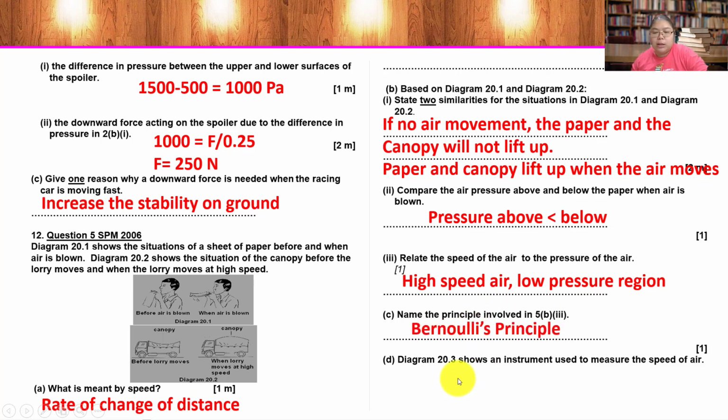Diagram 20.3 shows the instrument used to measure the speed of the air. Okay, let's see what instrument.